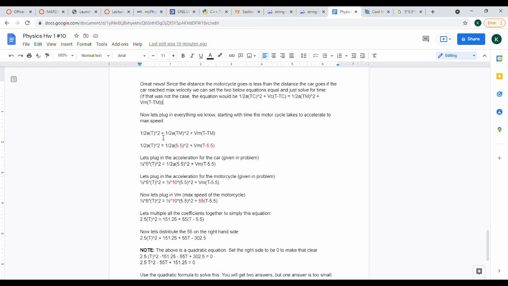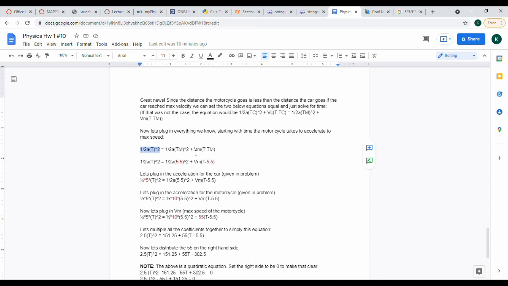So this is the distance that the car goes, and this is the distance that the motorcycle goes. And because we know that the car will not reach maximum velocity before it catches the motorcycle, there is no velocity vector for the car. There's only an acceleration vector. So that makes this so much easier, because we already know every single variable in this equation except total time. We know the acceleration of the car, we know the acceleration of the motorcycle, we know the time it takes the motorcycle to reach max speed, we found it before, and we know the maximum velocity of the motorcycle.